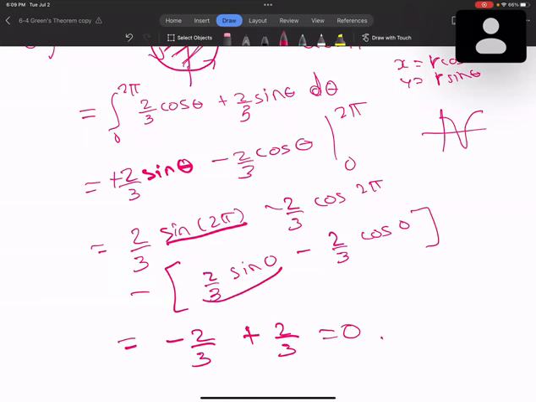Okay, guys, so this is the end of Green's theorem. So next we are going to do the divergence.